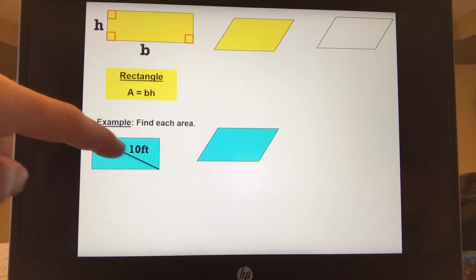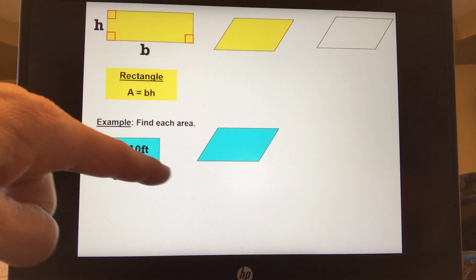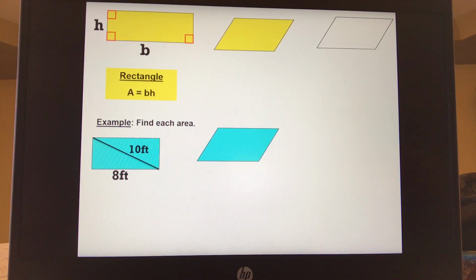On your paper, sketch this diagonal. It's 10 feet long. Sketch the base is 8 feet long. I'll come back in part 2 and give you a solution to that. Find the area of that one on your own.